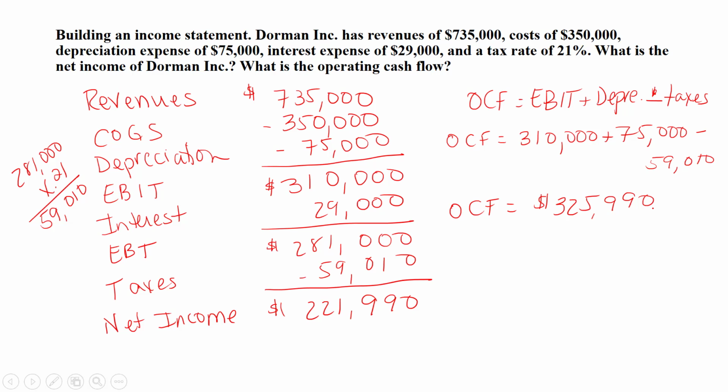Now, sometimes you may have a net loss, but you'll have a positive operating cash flow. And that could be that the depreciation and the interest could make your earnings go below zero, which would cause you to have a negative net income, but you would actually still have a positive operating cash flow.